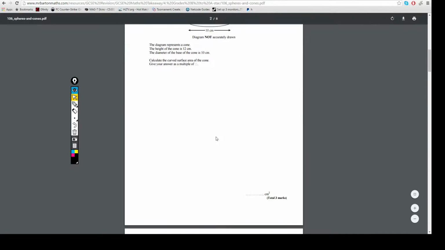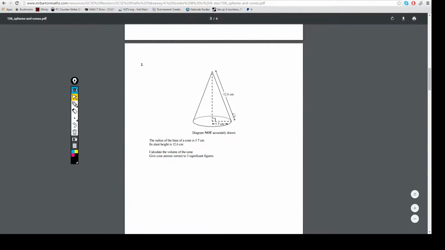Okay, so here is our cone. The radius of the base of the cone is 5.7 centimeters. Its slanted height is 12.6 centimeters. Calculate the volume of the cone. Give your answer to 3 significant figures.